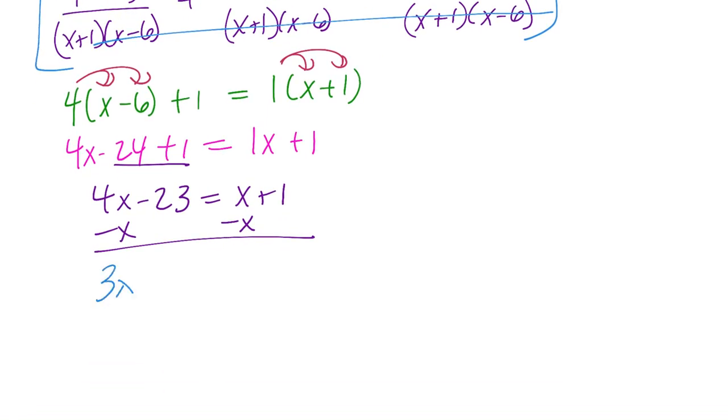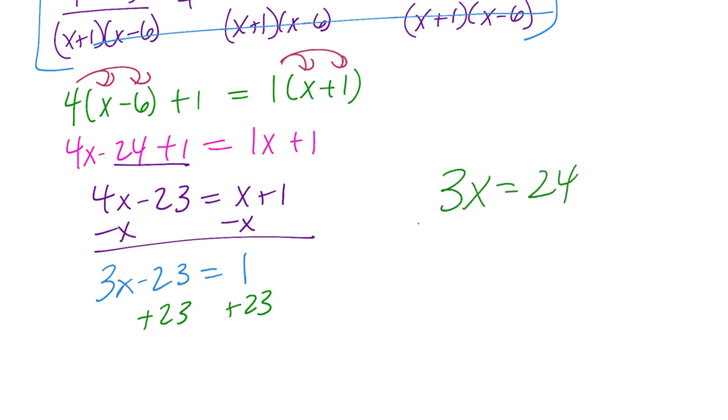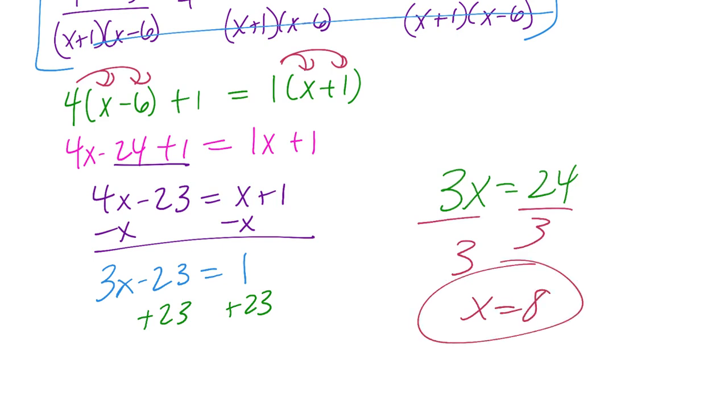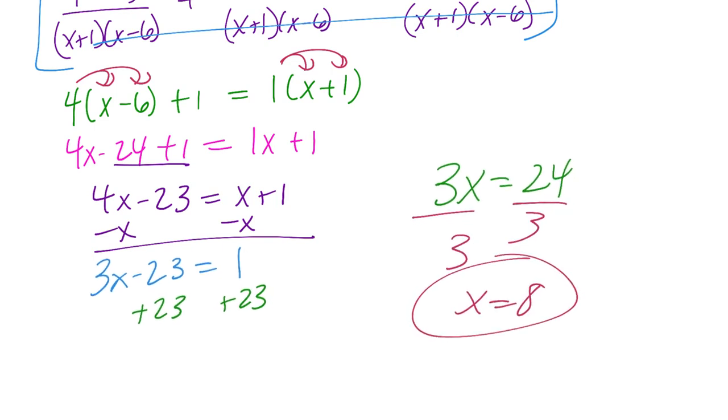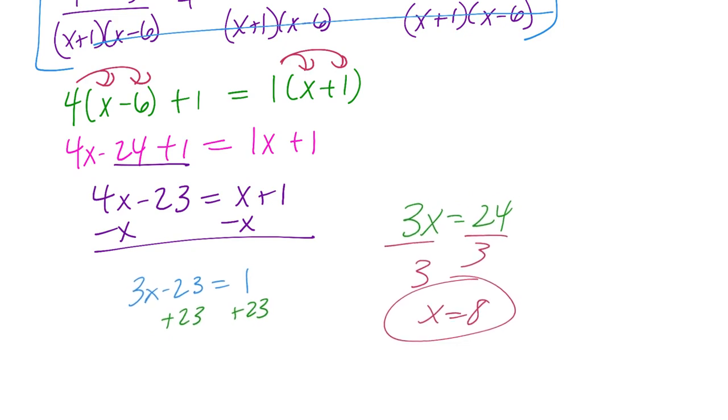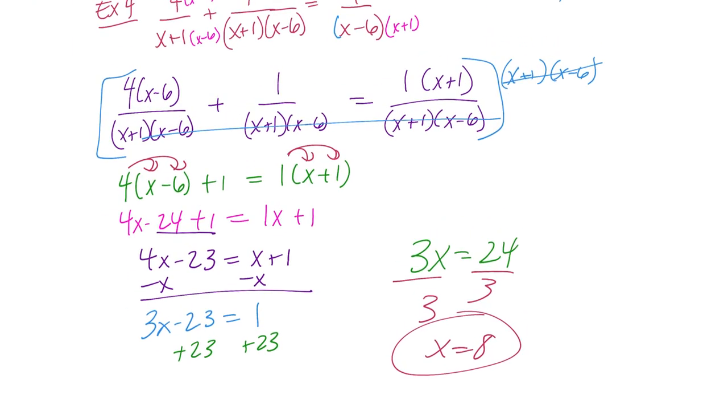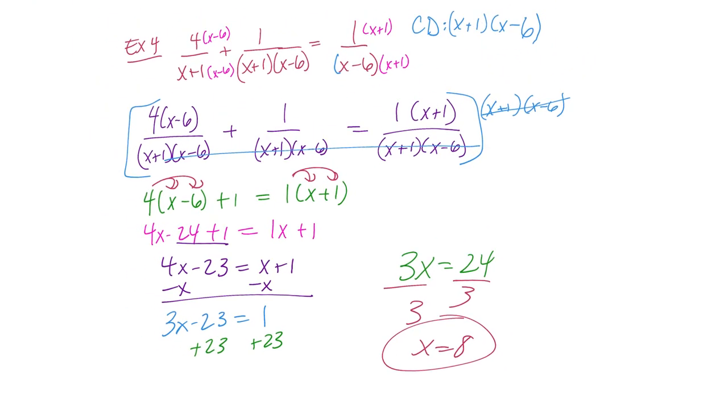And solve. So 3x minus 23 equals 1. Add 23 to both sides. So 3x equals 24. Divide by 3. x equals 8. So while it looks like a long process, it really is not too bad to get to our final answer.